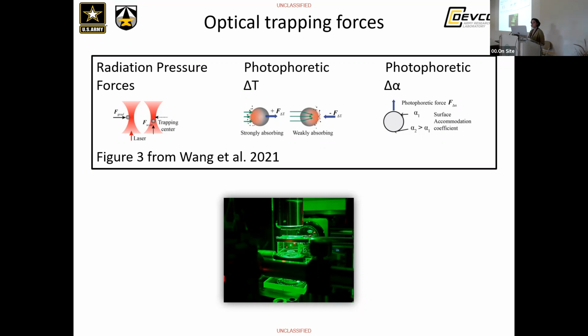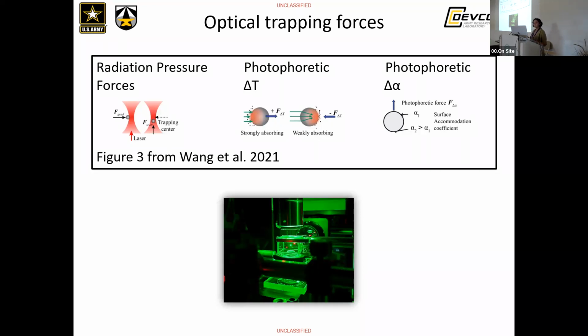So for the radiation pressure force, what's happening is that the incoming photons are actually transferring momentum from the photons to the particle. So then you can use that to counteract gravity for small particles.